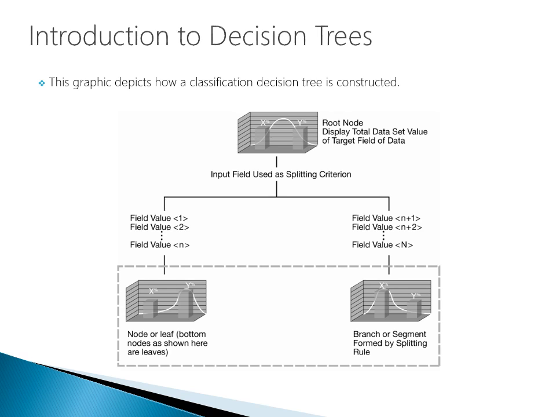What I like about this graphic is it depicts how a classification decision tree is constructed. If we look at our root node, we see that there are two different classes that can be used as the input for the splitting criterion. They call this X% or Y%. From this data point, we have to find a clean split.